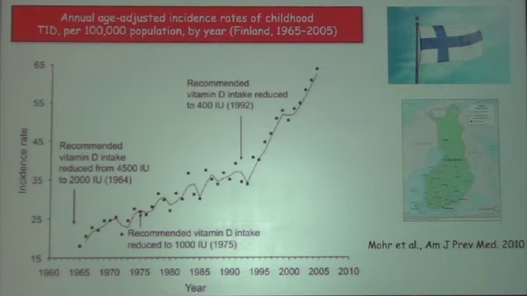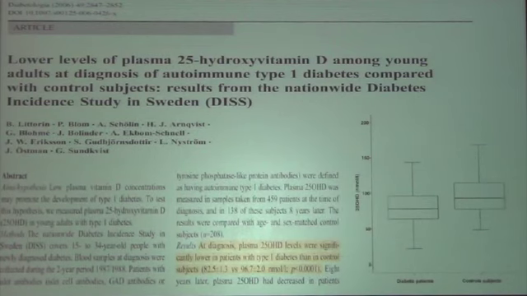And this is a study showing how there was a gradual rise in the incidence rates of type 1 diabetes in Finland. That is actually the country with the highest prevalence of type 1 diabetes in the world. And it's interesting to note how this gradual increase in the incidence rates was paralleled by the progressive reduction in recommended vitamin D intake throughout this period, going from 1965 through 2005 in this country.